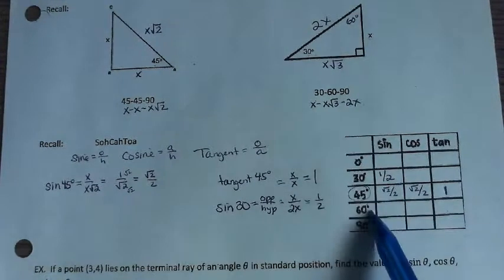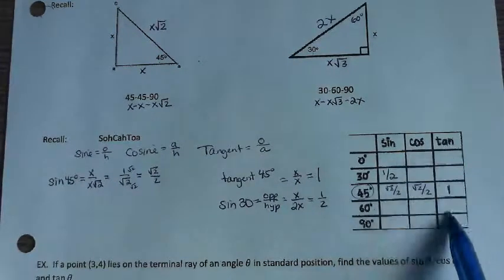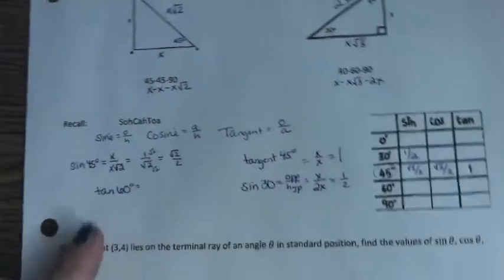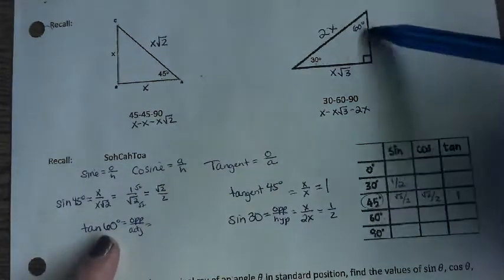Okay? We could do a 60-degree angle. Let's just, for the fun of it, do the tangent of a 60-degree angle. So if I go to my 60-degree angle, tangent is opposite over adjacent. So Angie, what's the opposite of 60?